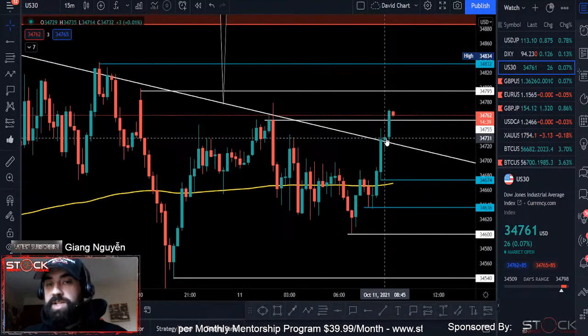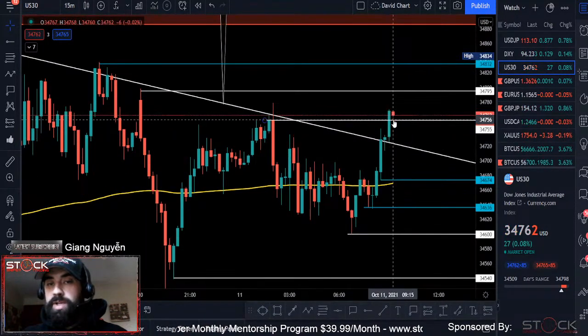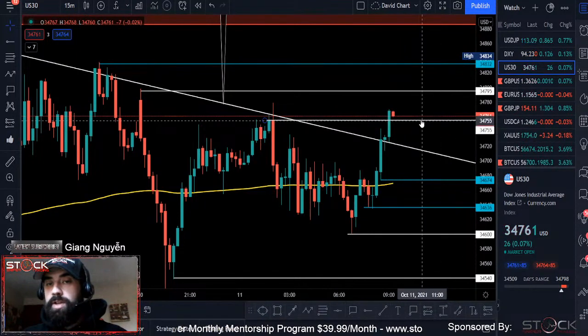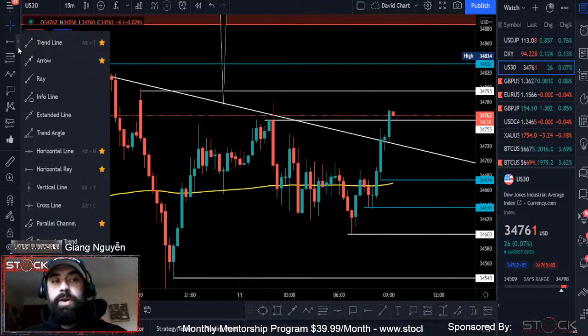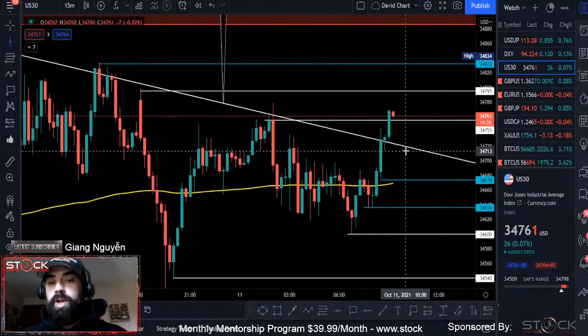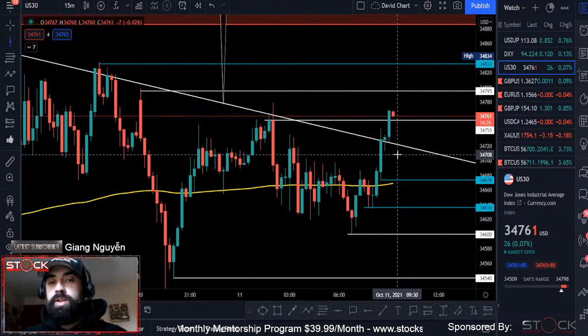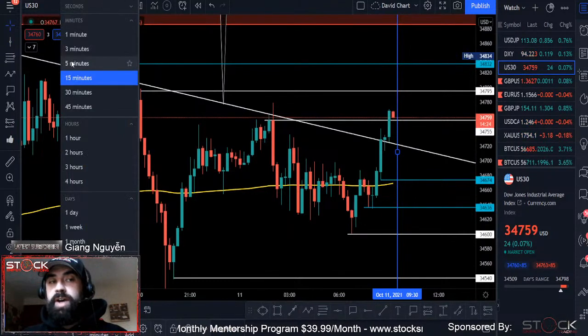So here's your retest, guys. So here's your push. Here's your retest on roughly 34,755, okay? So I want to add on one more thing here. It's called the vertical line. This is 15-minute. We drop down to the 5.